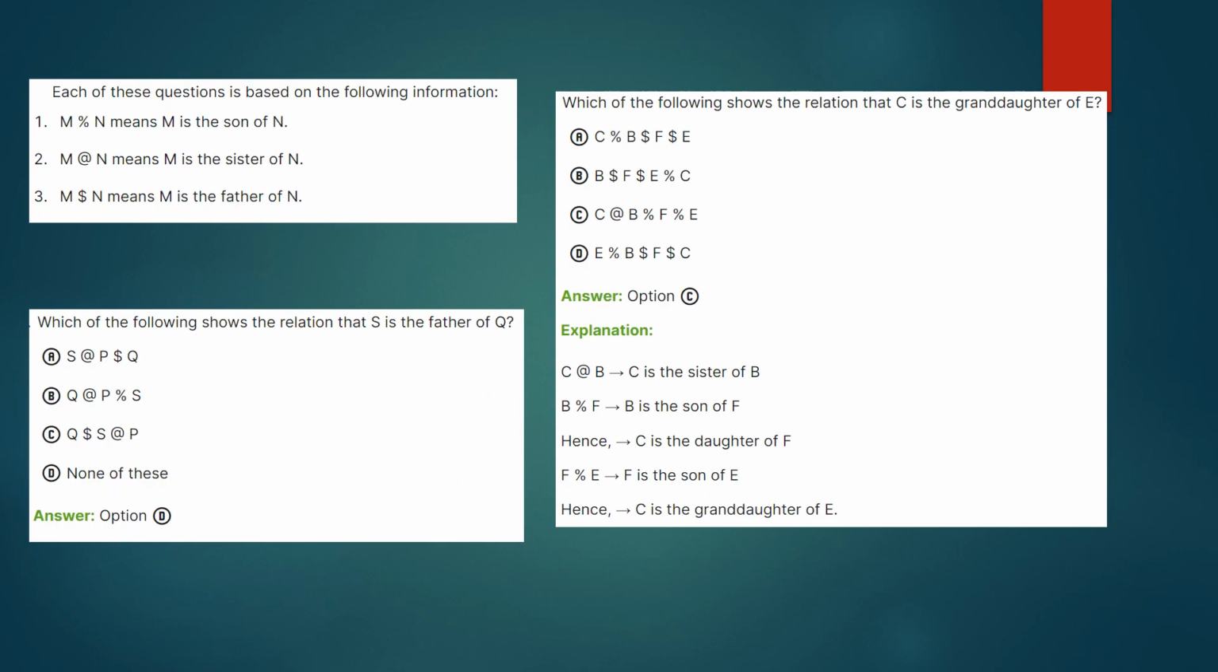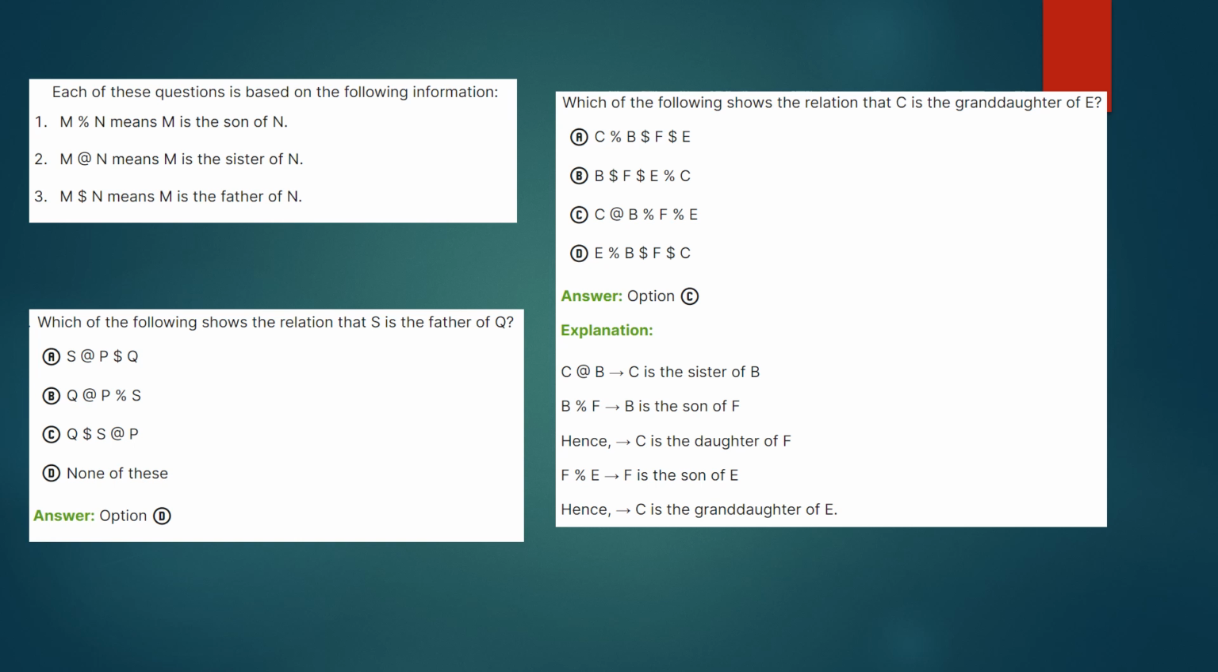Now coming to the next example, again the coded one. The question is described in the first 3 points, where M percentage N means M is the son of N, M at the rate N means M is the sister of N, M dollar sign N means M is father of N. So now with this description, further sub questions will be given, 4 or 5 sub questions, where you have to solve the terminology given here. For the first question, which of the following shows the relation that S is the father of Q?